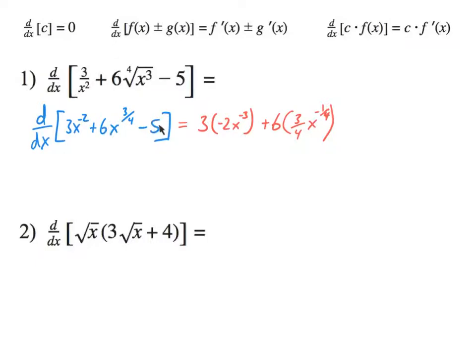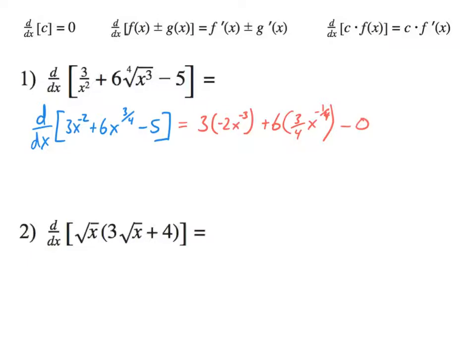And then what's the derivative of a constant? It's 0. So my last piece would be minus 0. So this right here is my derivative, but we can clean this up. So let us clean this up.